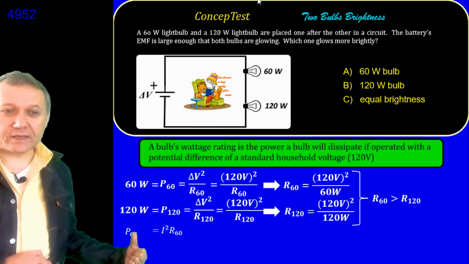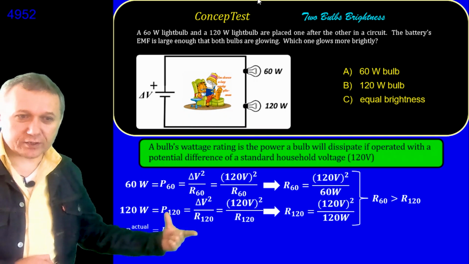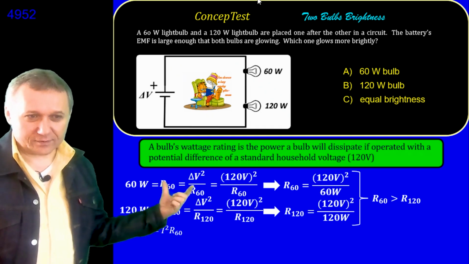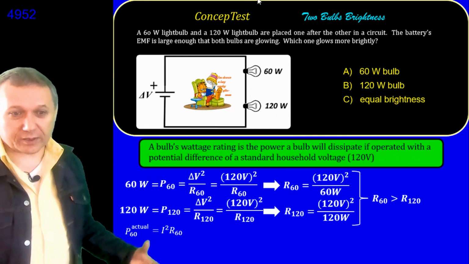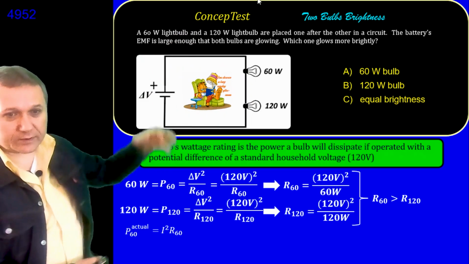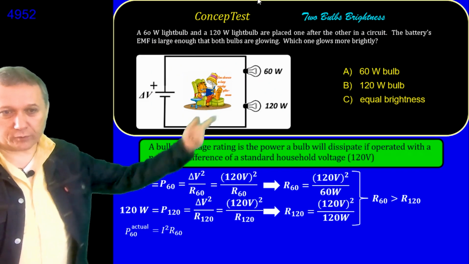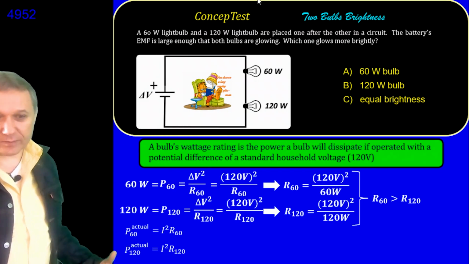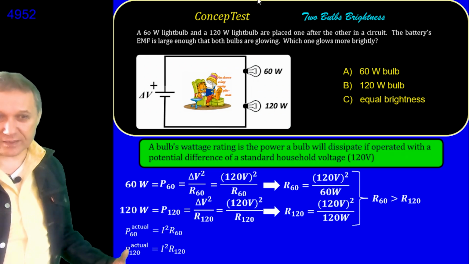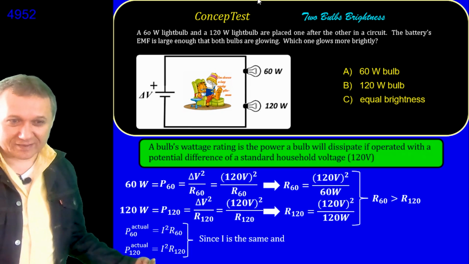And I will add now, it's the actual power for this case. Here we just used the information which is written on the box in order to get information about that intrinsic parameter. And now we can get the true power for this situation, which we have in this circuit. So that's what we can write for the actual power of the 60-watt bulb. And very similarly we can write for the second bulb: I squared times R. So now we can easily compare these powers. Currents are the same because these two bulbs are connected in series.